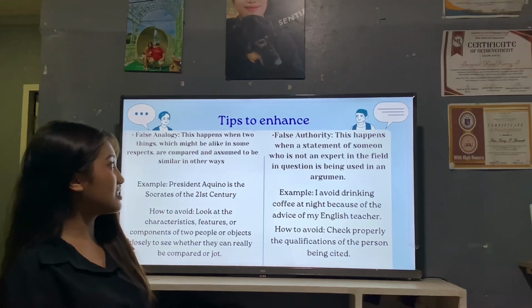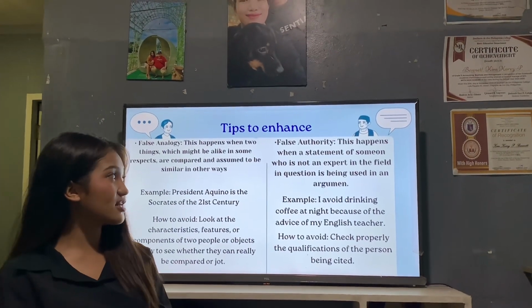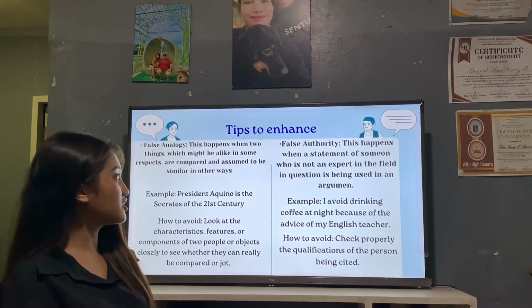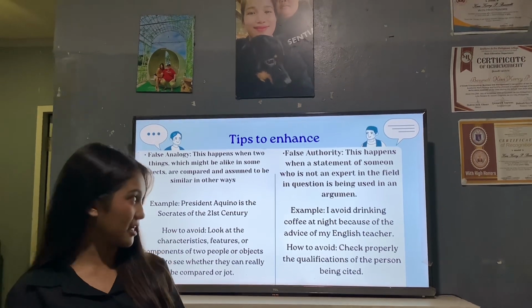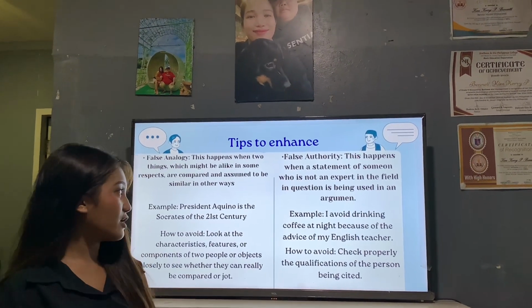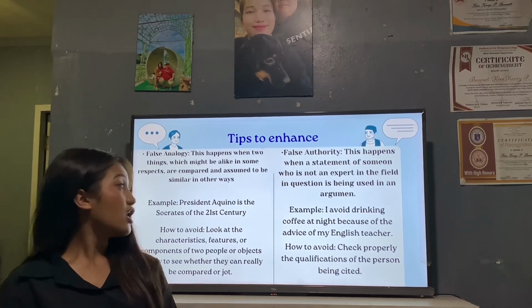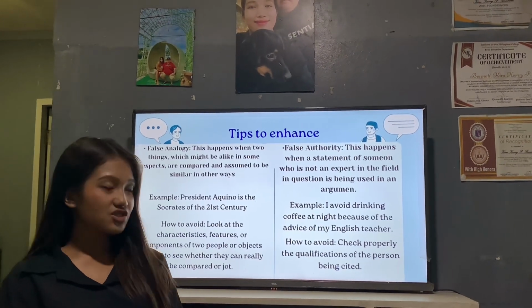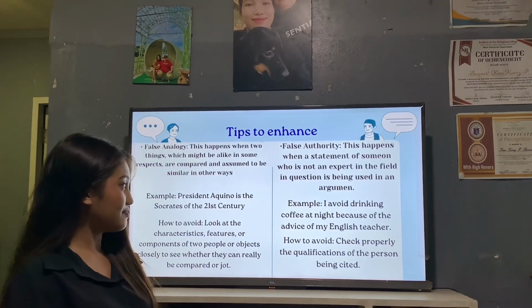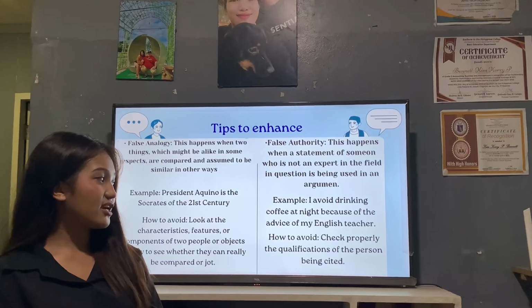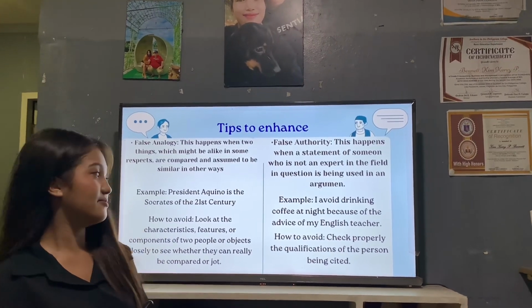Number 4, false authority. This happens when a statement of someone who is not an expert in the field in question is being used in an argument. Example, I avoid drinking coffee at night because of the advice of my English teacher. So how will you avoid it? Check properly the qualifications of the person being cited.